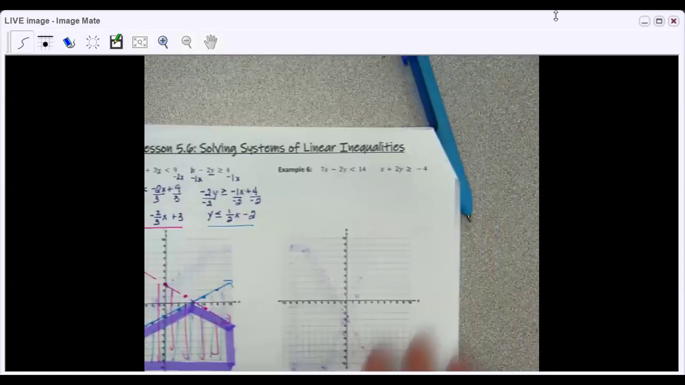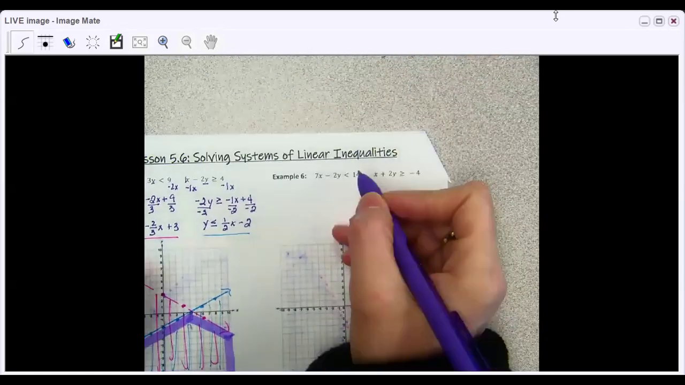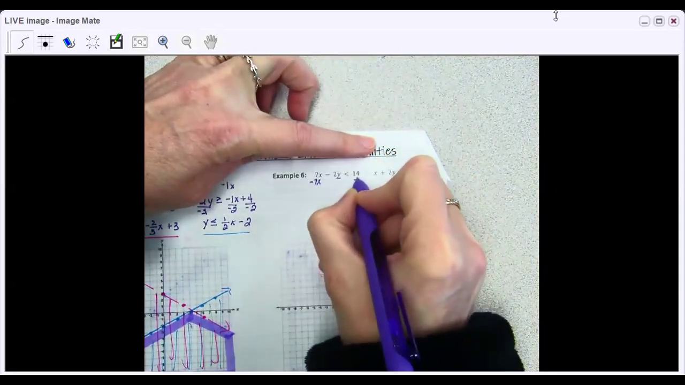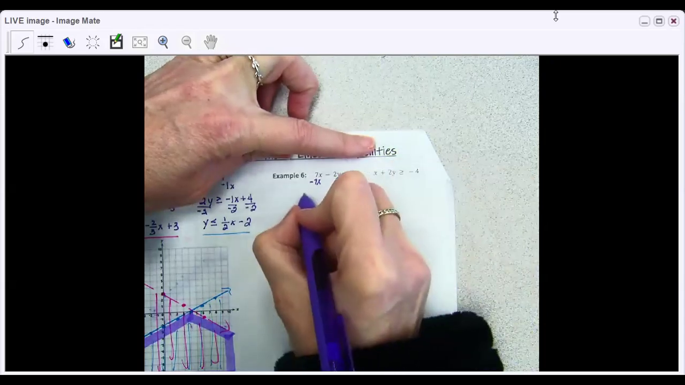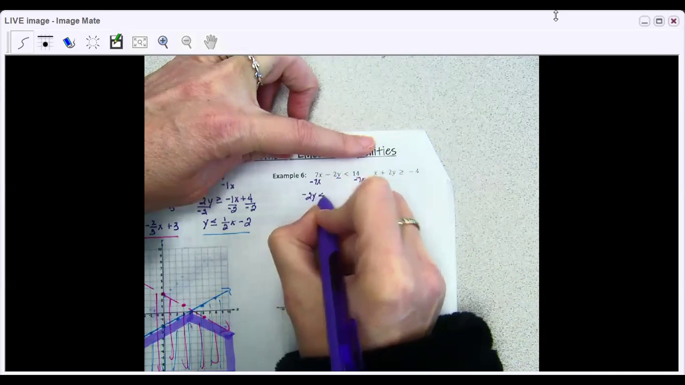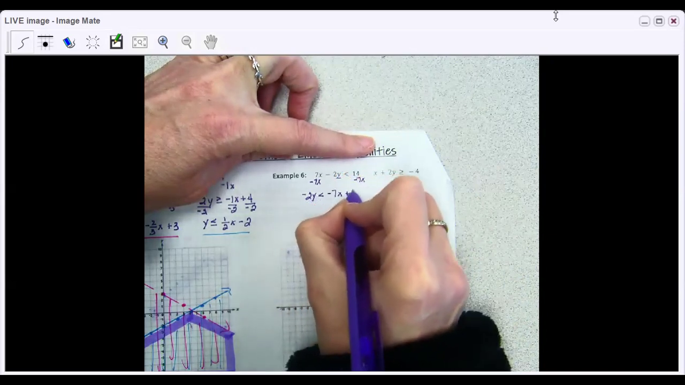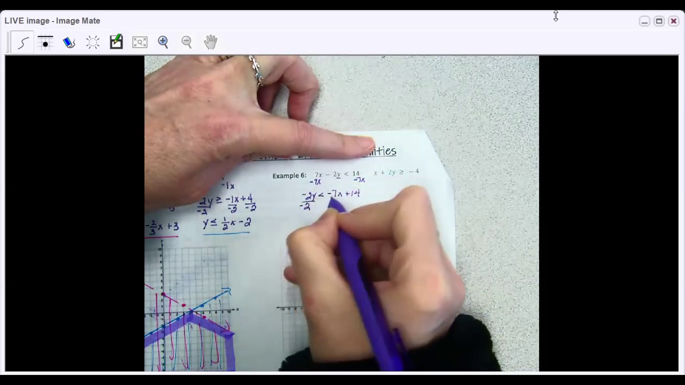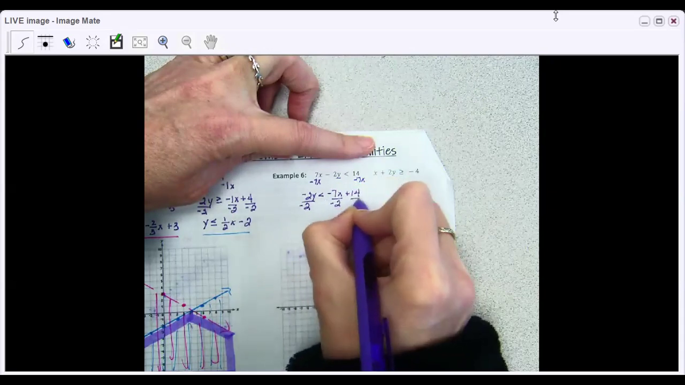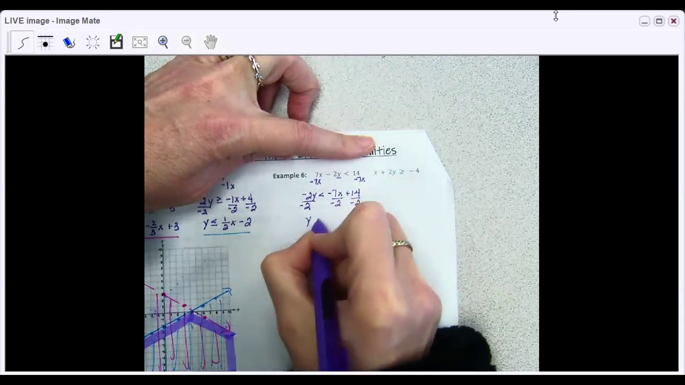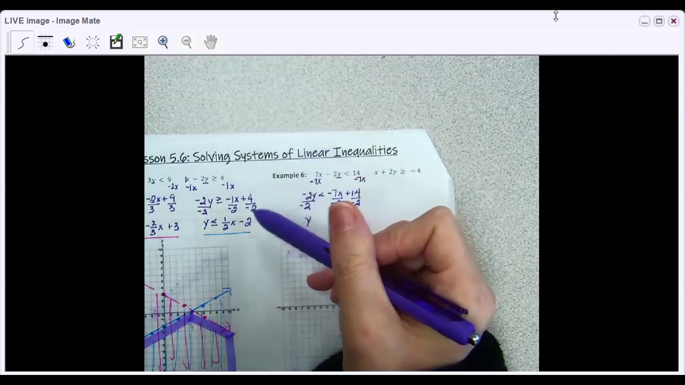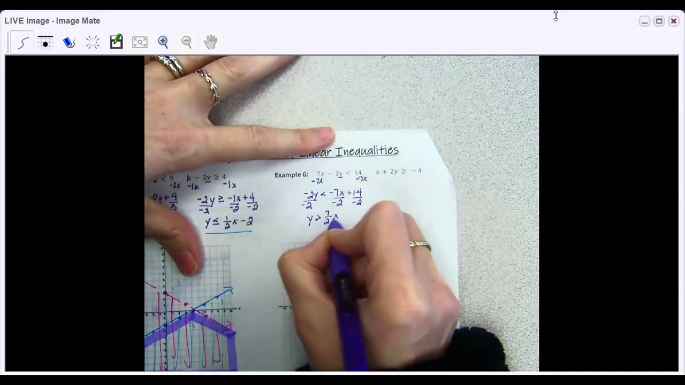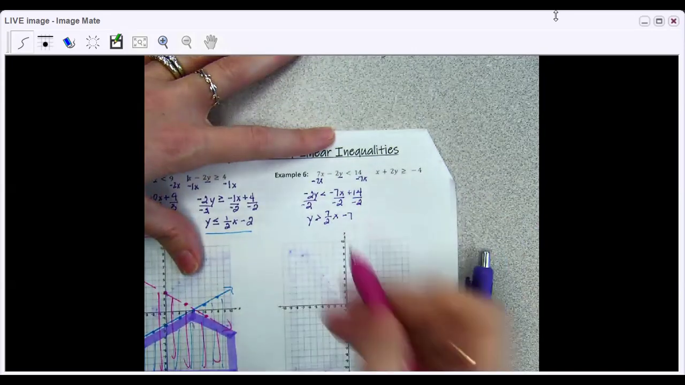Okay, let's go ahead and do example 6. We're going to rearrange the equations first. So in isolating the y, I have to get rid of the 7x. So I'm going to subtract 7x on both sides. I'm left with negative 2y is less than negative 7x plus 14. And now I'm going to divide everything by a negative 2. When you divide by a negative, you're going to flip your sign. Did I flip my sign over here? I did. Okay. It's greater than positive 7/2 x minus 7. So this is what you will graph.